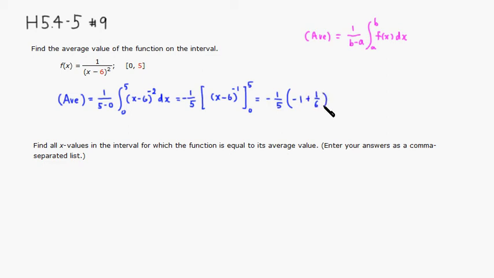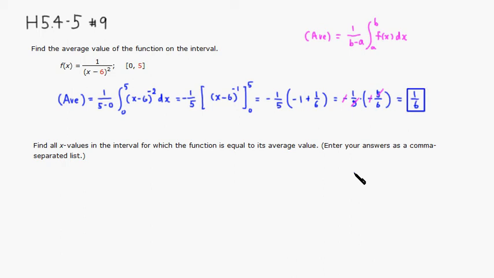Which means that you're going to get negative 1/5, then you're multiplying by another negative 5/6. We can cancel 5 and 5 and the negative sign, and you end up with 1/6. So this is the average value of the function, so I'll just keep that.